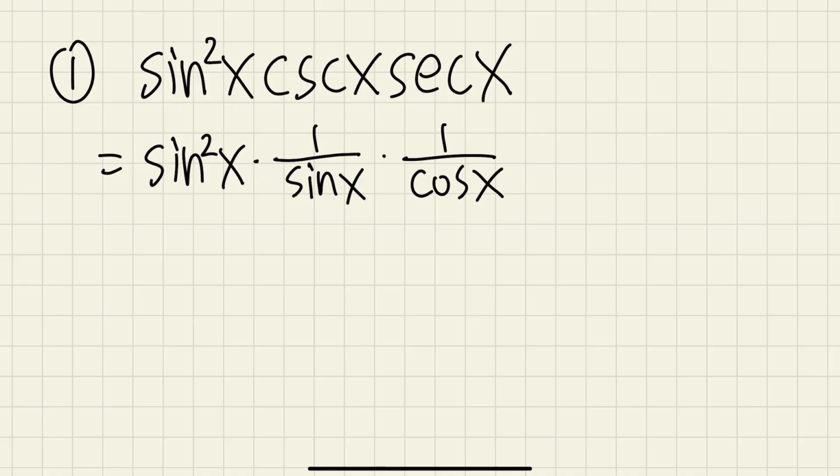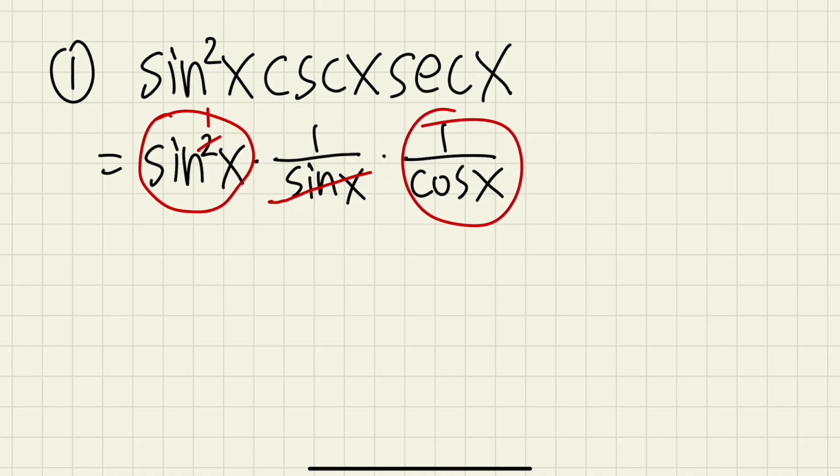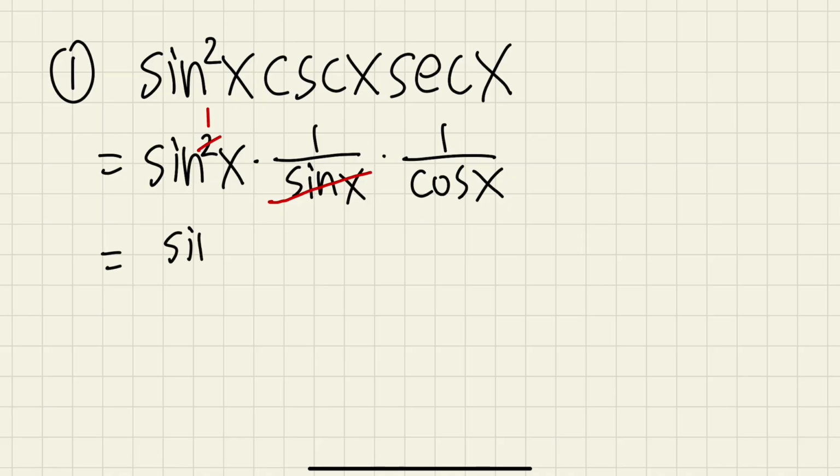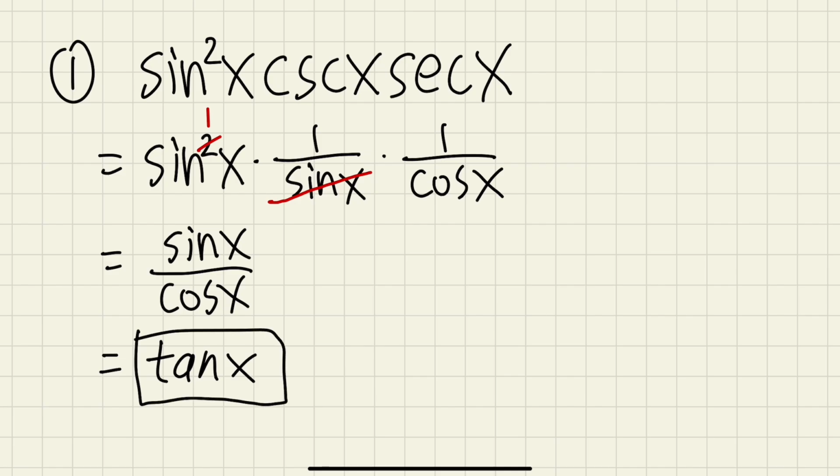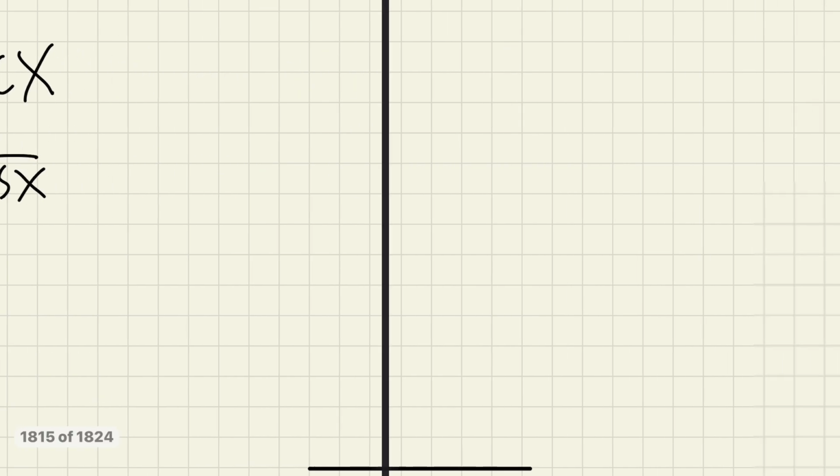Then we can see that we have this sine x on the bottom. We can cancel it with one of the sine x right here. So that becomes sine to the first power. And then we just have to multiply sine x with 1 over cosine x. And that will just give us sine x over cosine x. And what's that? Well, if you say tangent, then you are correct. That is the answer. That's it.